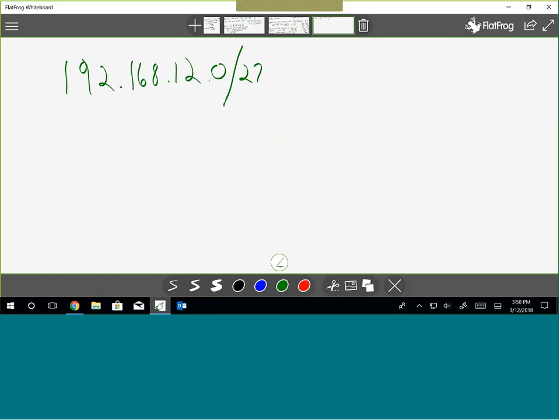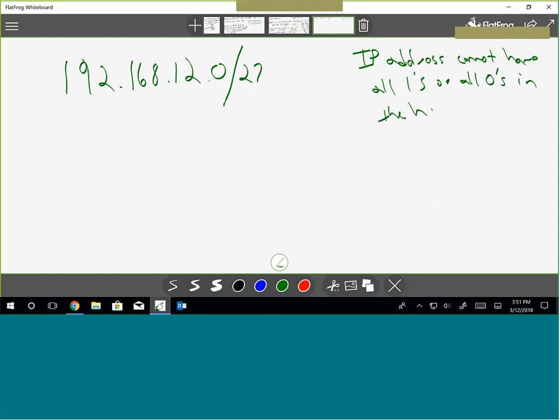Cannot be all ones or all zeros in the host portion of a network. Now, how do we figure out how to do this? Well, I'm going to teach you something that's exactly what your computer is doing. But first off, we're going to cheat a little bit.